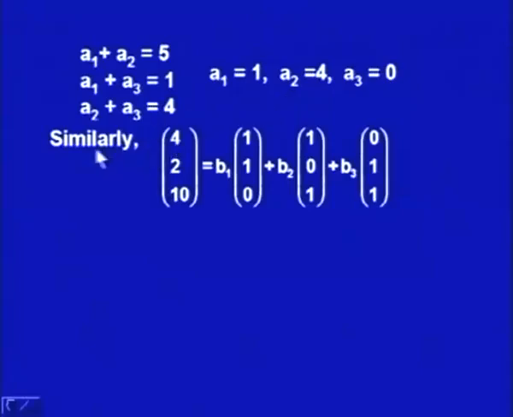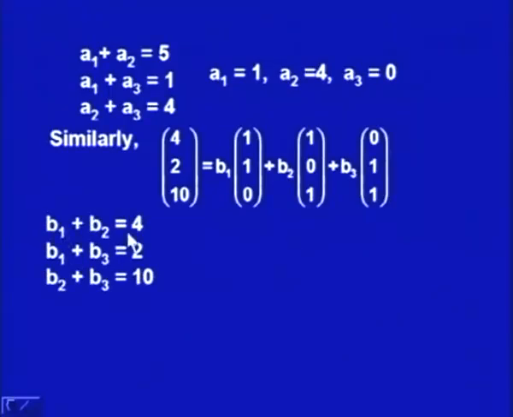For the second, (4, 2, 10), we express it as B1 (1, 1, 0) + B2 (1, 0, 1) + B3 (0, 1, 1). So, it is a linear combination of basis vectors, and again we have three equations: 4 is equal to B1 + B2, 2 is equal to B1 + B3 and 10 is equal to B2 + B3. These three equations are solved simultaneously and the solution comes out to be B1 equal to -2, B2 equal to 6, B3 equal to 4.